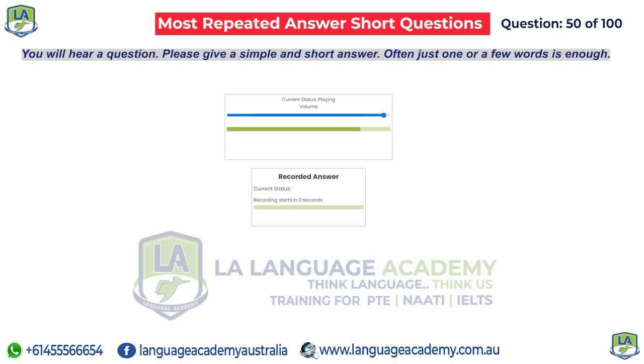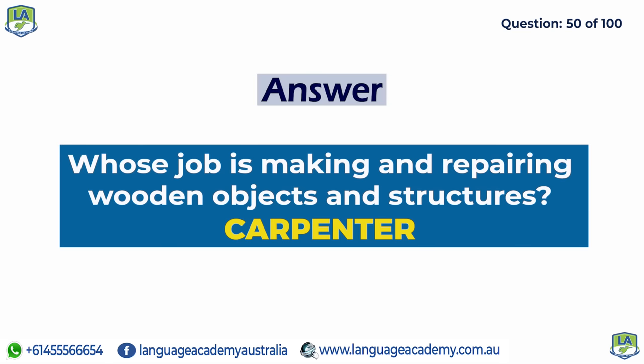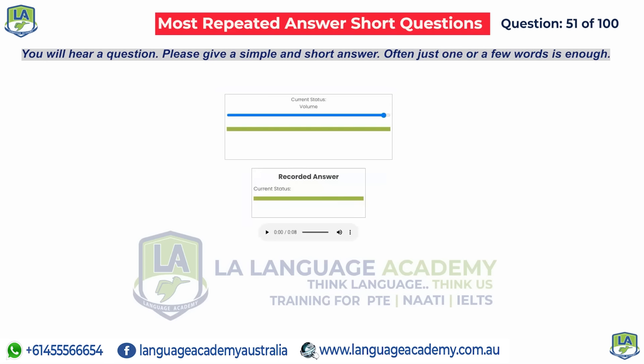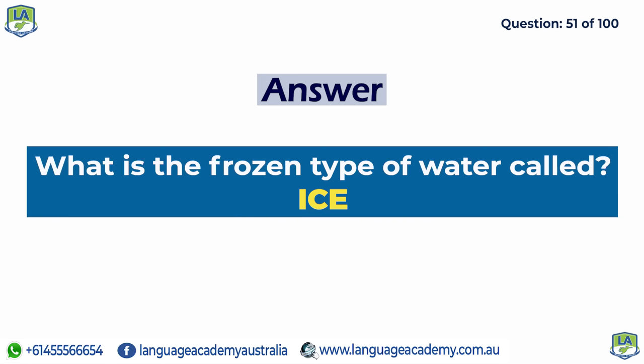Whose job is making and repairing wooden objects and structures? Carpenter. What is the frozen type of water called? Ice.